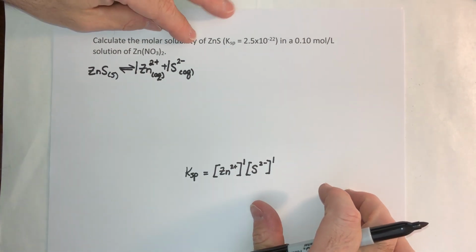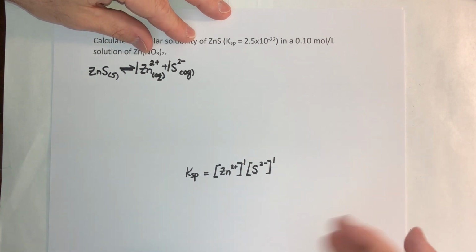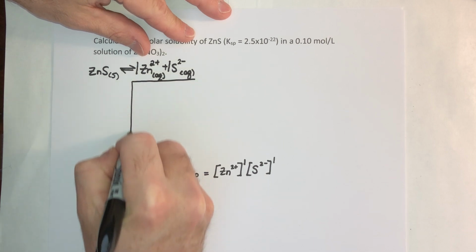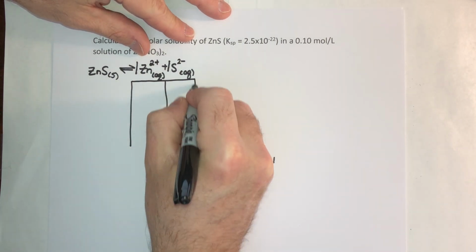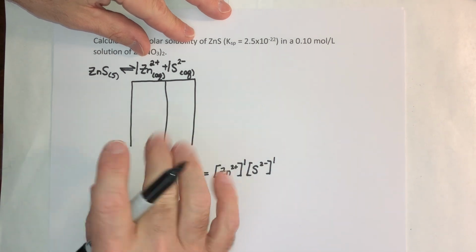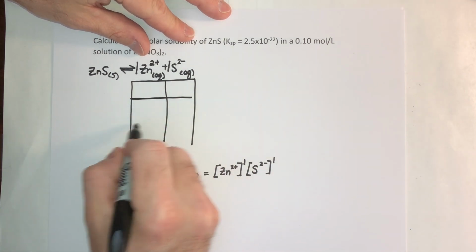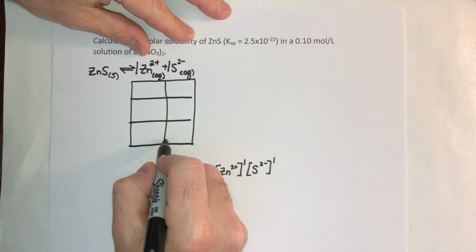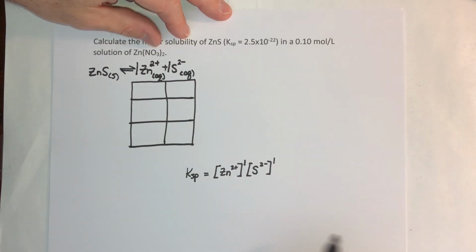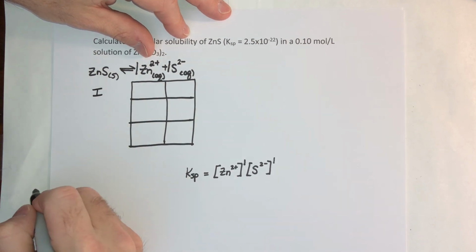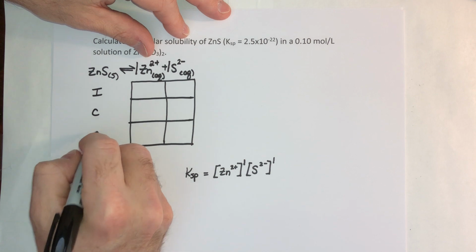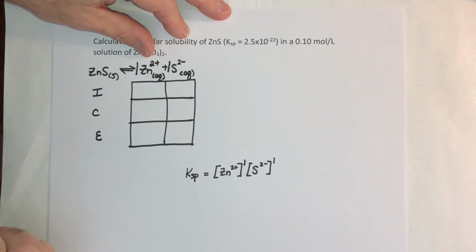Okay, let's talk about our ice table. I'm going to build my ice table right underneath my equation. Each of the products get a column. So 2 columns because there's 2 products. And the whole thing should have 3 rows. So row, row, and a row. There we go. Now the reason why we do call this an ice table is because the first row is labeled with an I, second row is labeled with C, and the third row is labeled with an E.